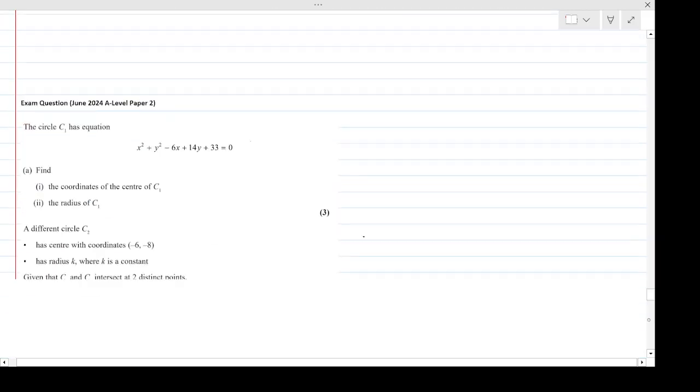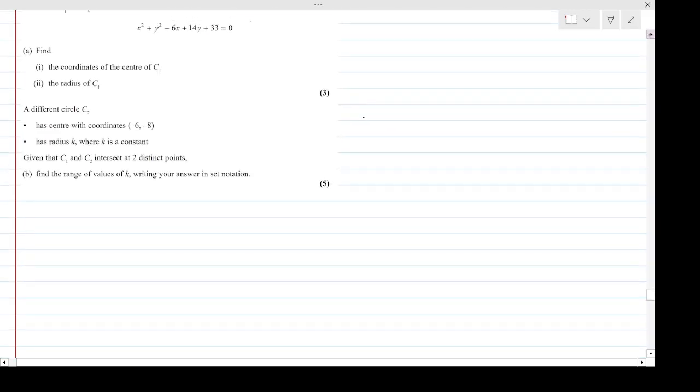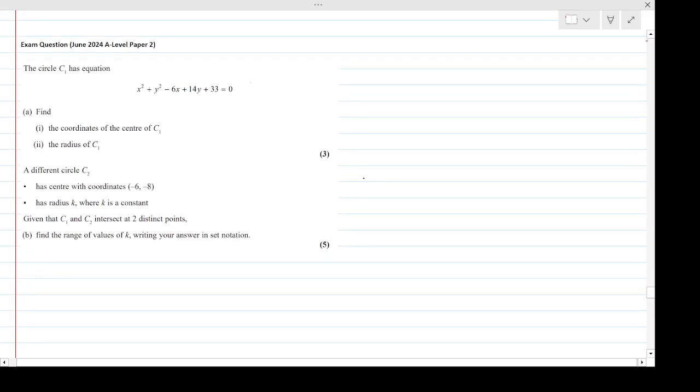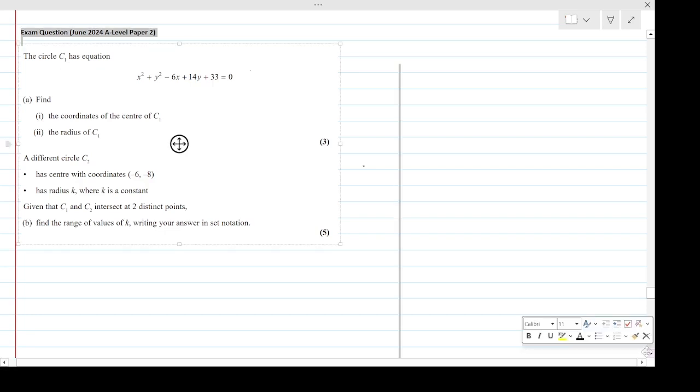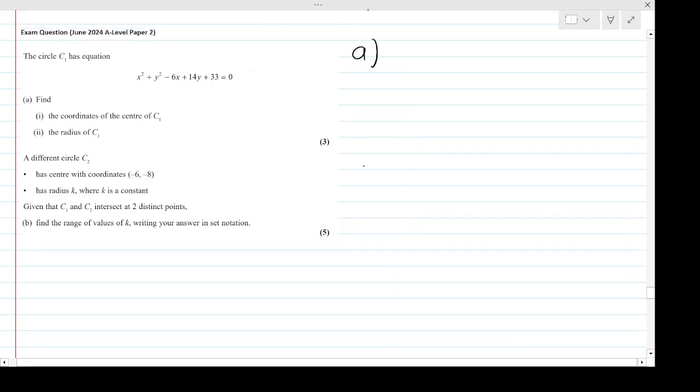Okay, cool. Final question then. This question again is a hard one. I remember this was probably the hardest question in that exam series. But let's not be put off by it. We're given a circle C1 with this equation: x squared plus y squared minus 6x plus 14y plus 33 is equal to 0. Part A, as usual, find the coordinates of the centre and the radius.